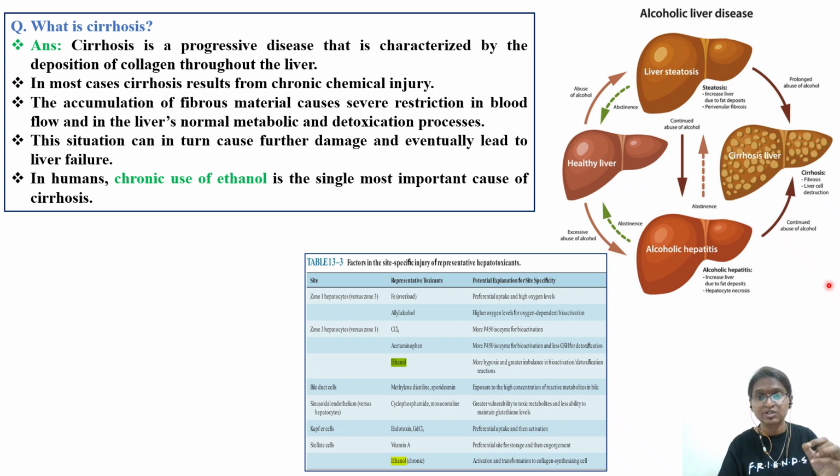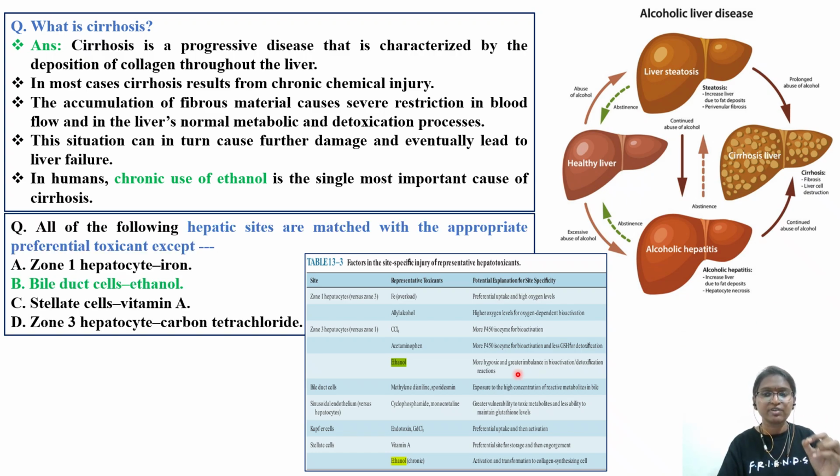One question with respect to region, which part of the liver alcohol is going to affect, you will get in the exam. So we'll see one question. All of the following hepatic sites are matched with the appropriate preferential toxicant acceptor, except: ethanol, bile duct cells, no.